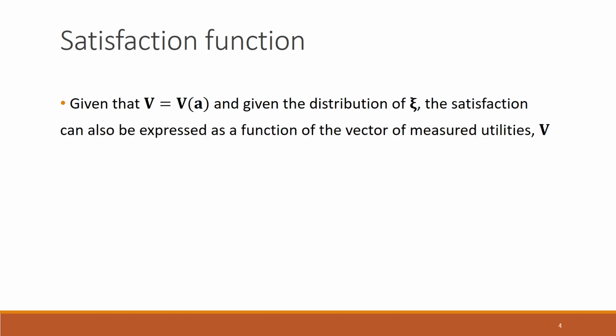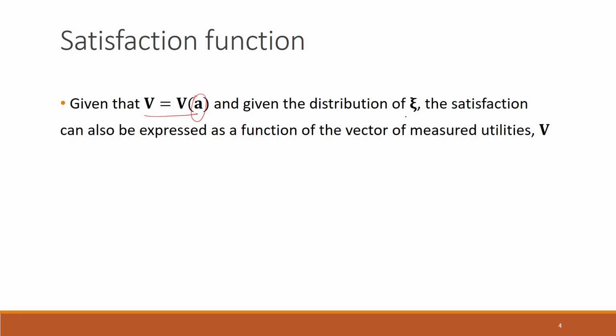If you remember, in discrete choice models, we are aware of the systematic component, or the measured utilities, which is the deterministic component of the utility. This is represented by this vector v here. A is the set of attributes that we had discussed before. So, these are given values.